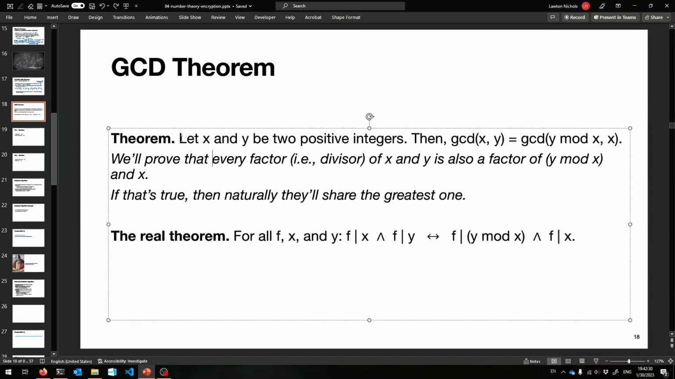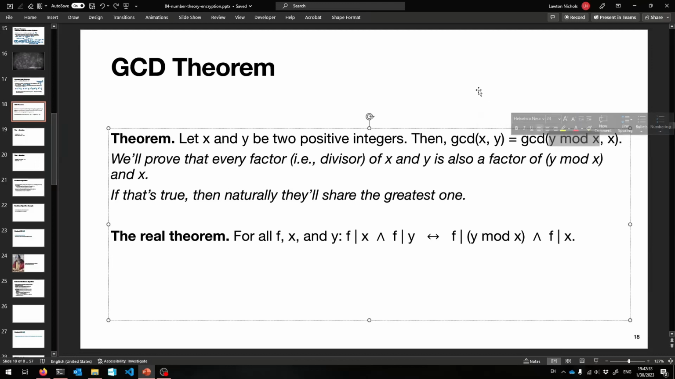All right, so here's the theorem. Let x and y be two positive integers that you want to find the GCD of. Then, here's the theorem statement. The greatest common divisor of those two numbers, your original x and y, happens to be the same as the greatest common divisor of y mod x and x. And those are two smaller numbers. X stays the same, but this number is going to end up being smaller than the original y.